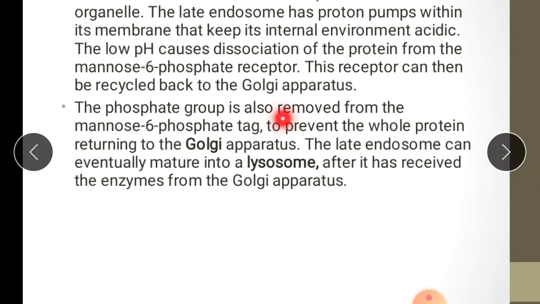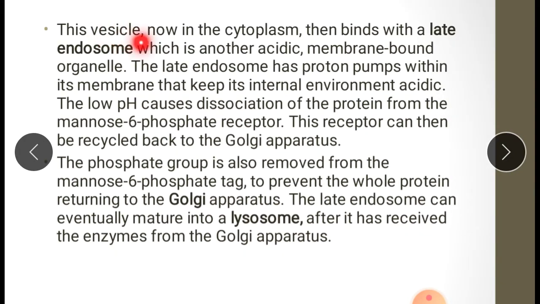These vesicles, now in the cytoplasm, bind with the late endosome. The endosome is formed from the plasma membrane of the cell, and is another acidic membrane-bound organelle. The late endosome has proton pumps within its membrane that keep its internal environment acidic. The low pH causes dissociation of the protein from the mannose 6 phosphate receptor. This receptor can then be recycled back to the Golgi apparatus.